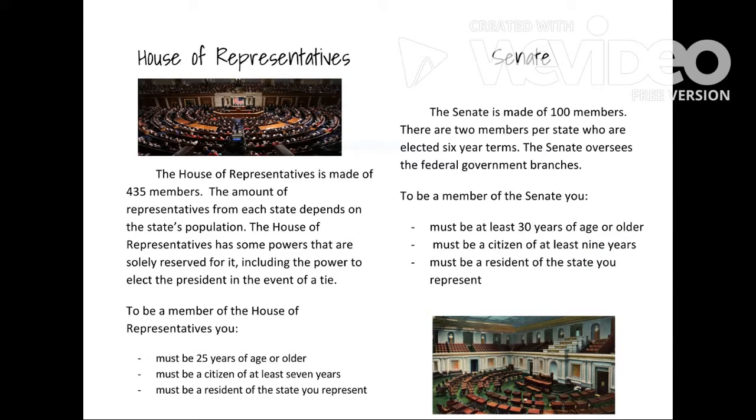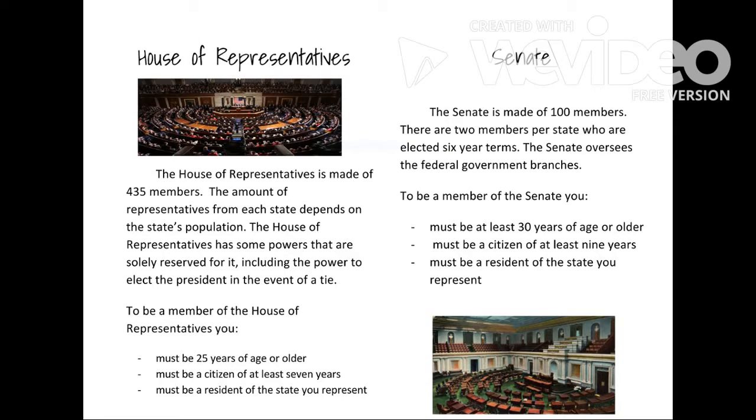The House of Representatives is made of 435 members. The amount of representatives from each state depends on the state's population. The House of Representatives has some powers that are solely reserved for it, including the power to elect the president in the event of a tie. To be a member of the House of Representatives, you must be 25 years of age or older, must be a citizen of at least 7 years, and must be a resident of the state you represent.